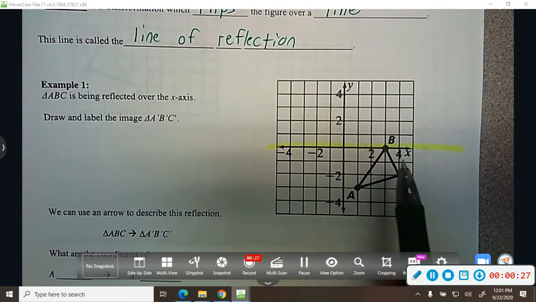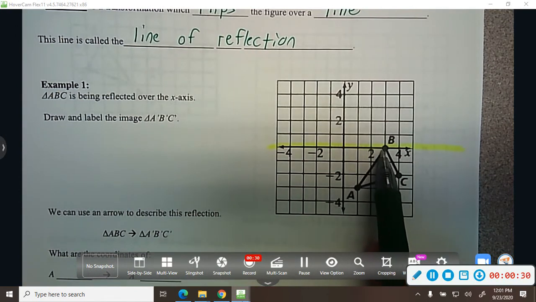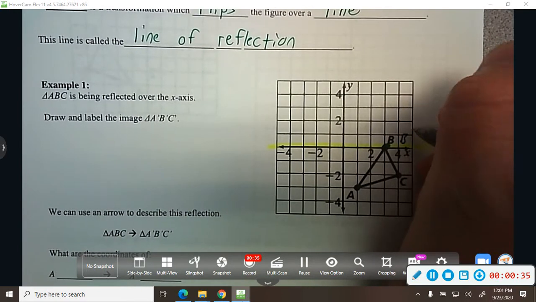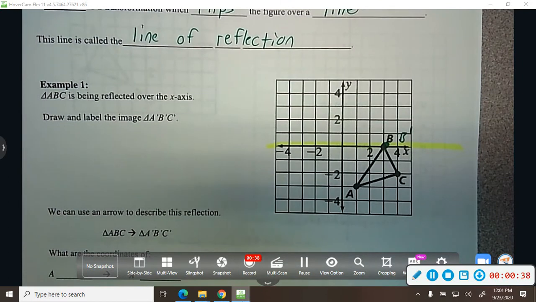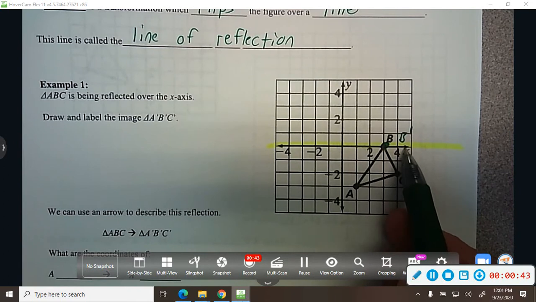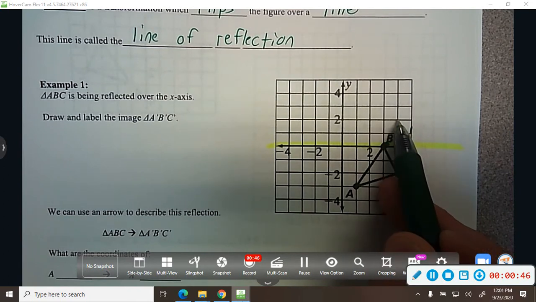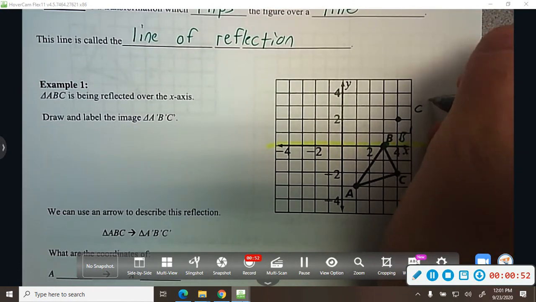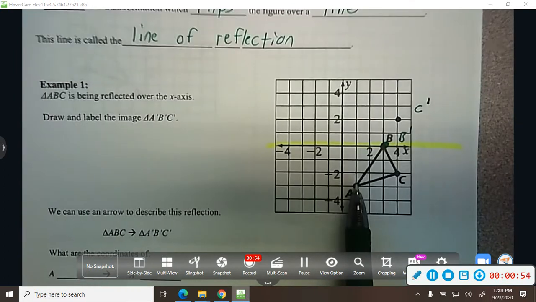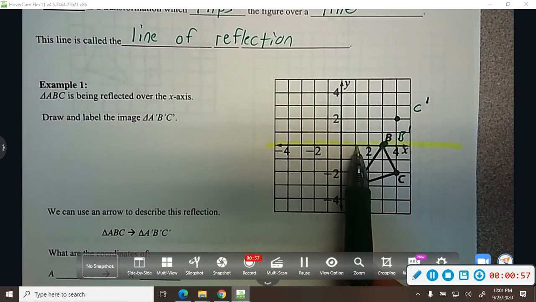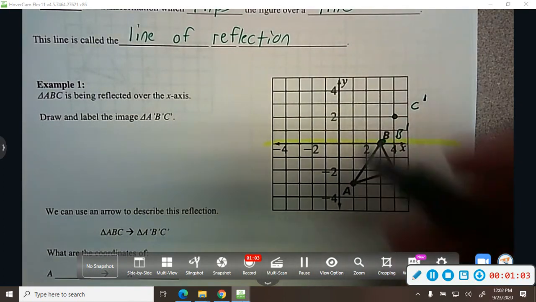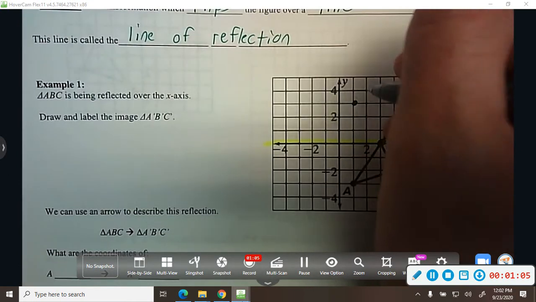Now, if the point is on the reflection line, it stays in the same spot. So B prime will be here. Same place. And then C, if we count, this is 2 to the reflection line. So it's going to be right here. And then for A, it's 1, 2, 3 to the reflection line. So I'm going to count 3 up. 1, 2, 3. And that'll be A prime.